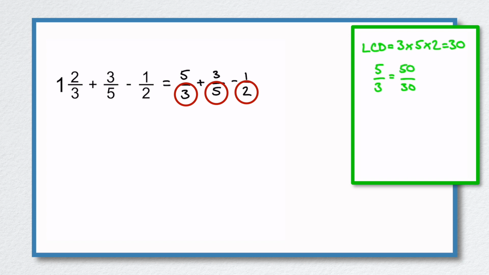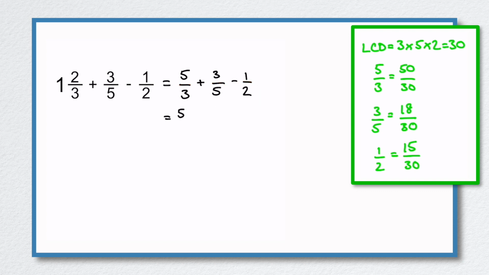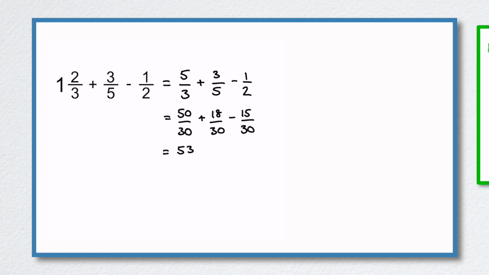5 over 3 can be written as 50 over 30 by multiplying the numerator and the denominator by 10. 3/5 can be written as 18 over 30 by multiplying the numerator and the denominator by 6. And a half can be written as 15 over 30 by multiplying the numerator and the denominator by 15. 50 over 30, add 18 over 30, subtract 15 over 30. Well, that comes to 53 over 30.